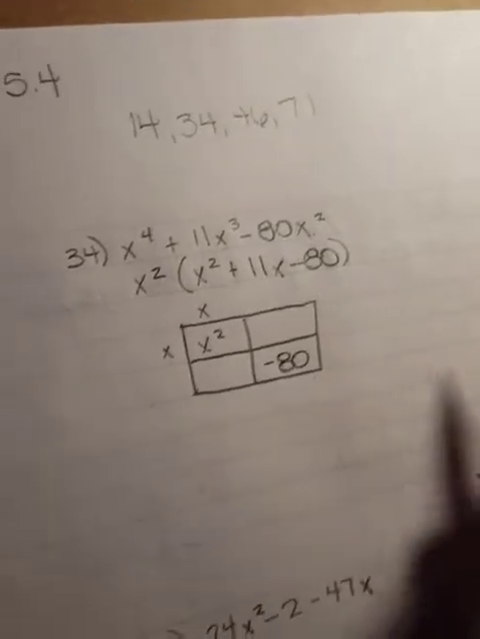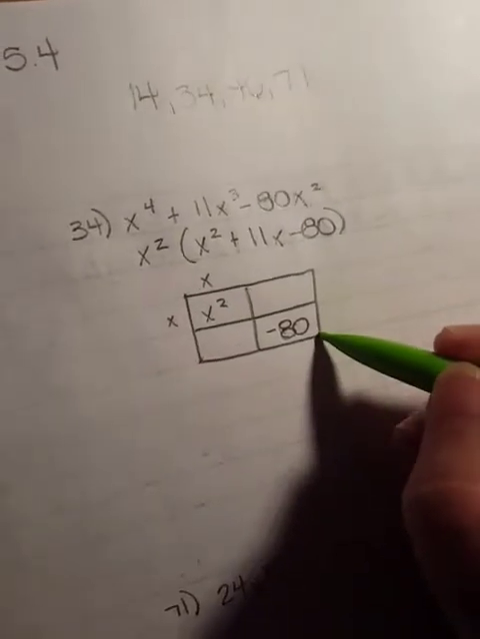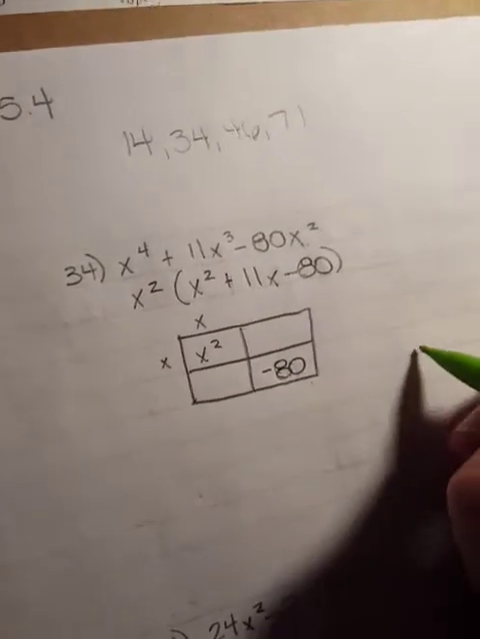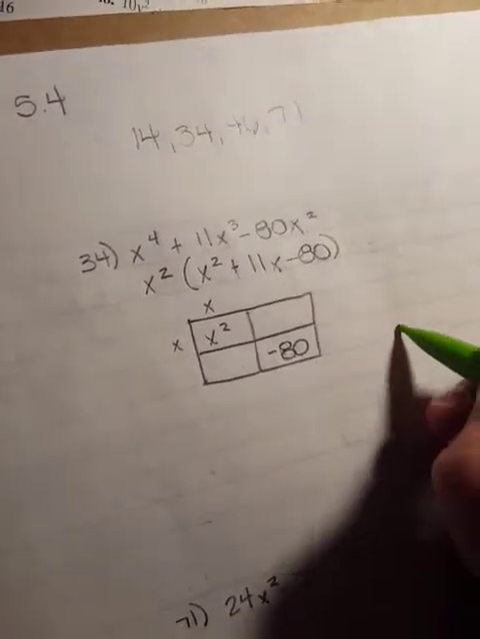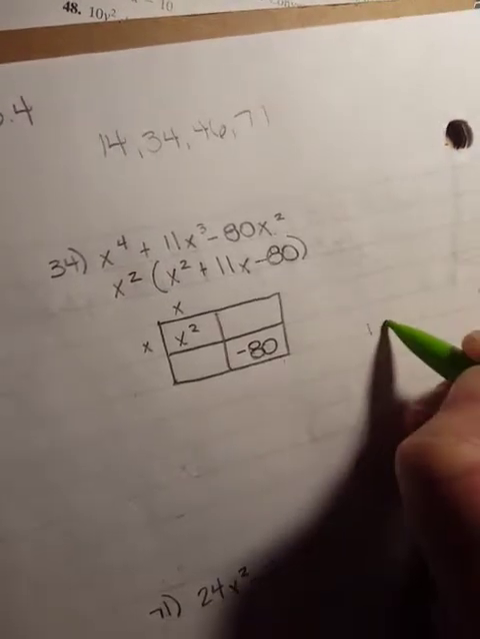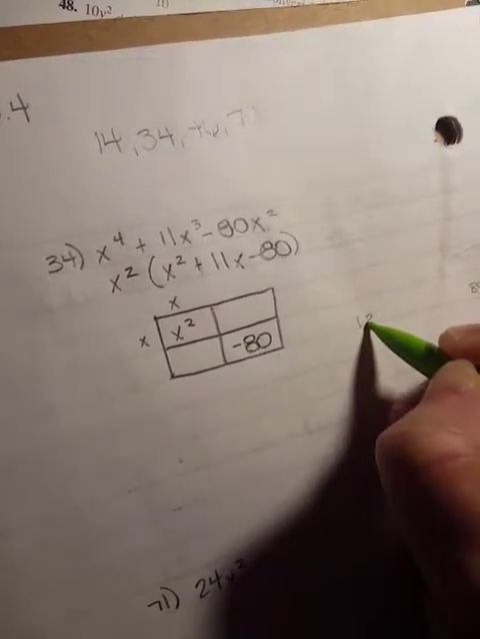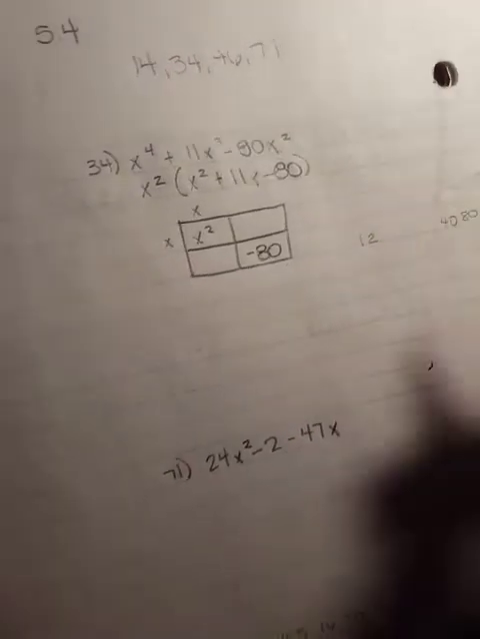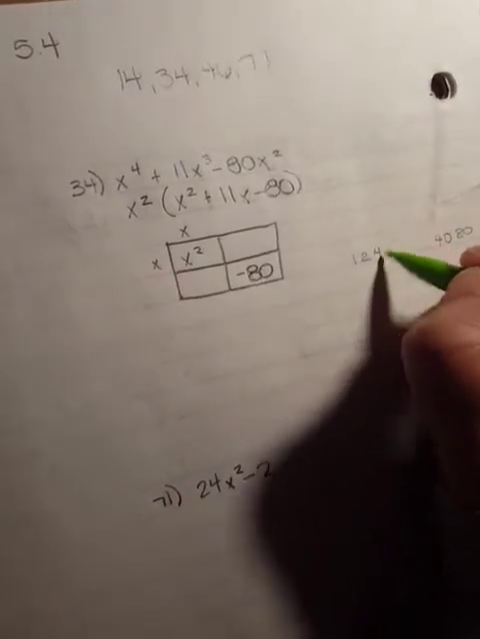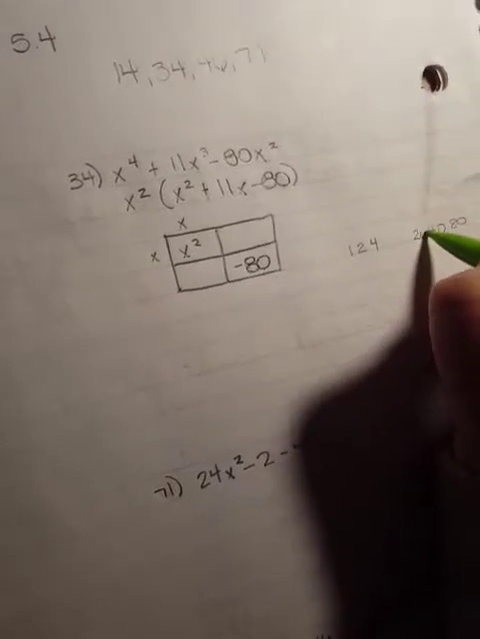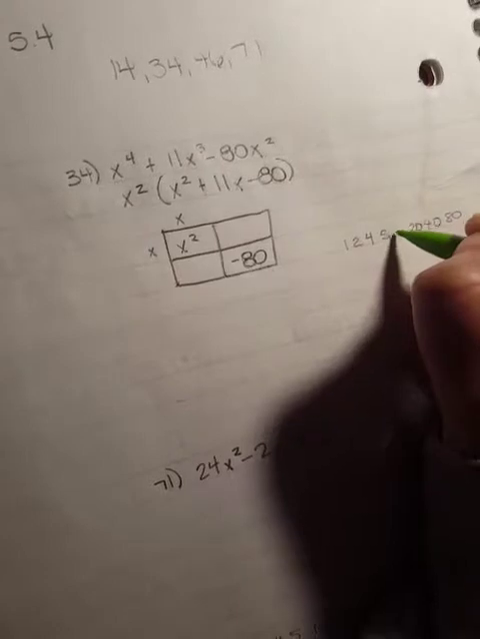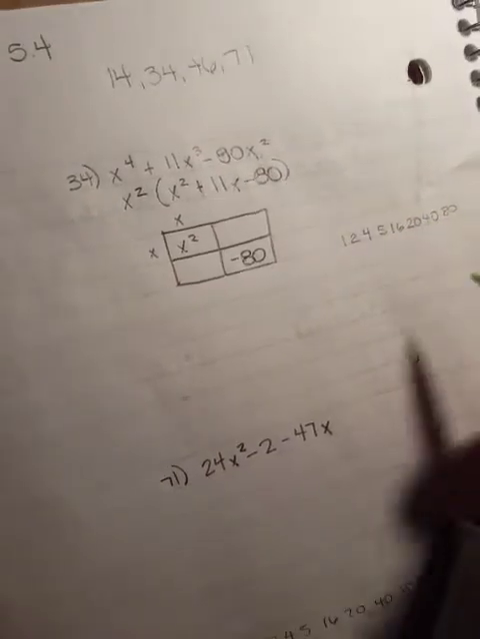Okay, I don't know what happened. But off the top of my head, I'm going to find some factors that equal 80. So let's see, we've got 1 and 80, 2 and 40, 4 and 20, and then 5 would be 16.